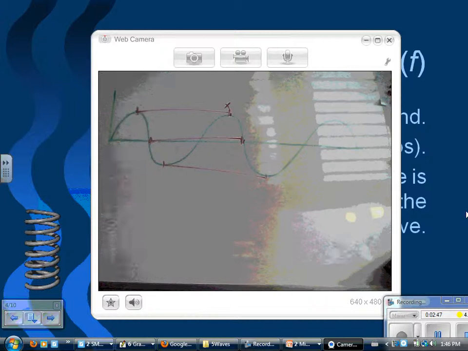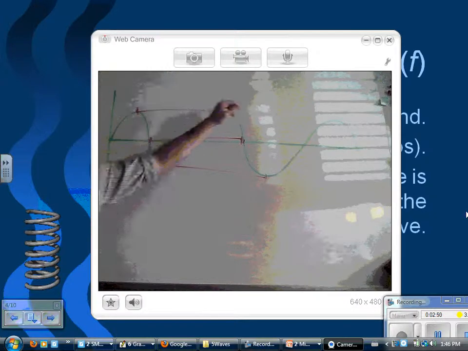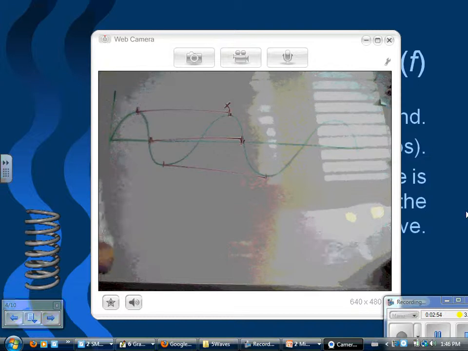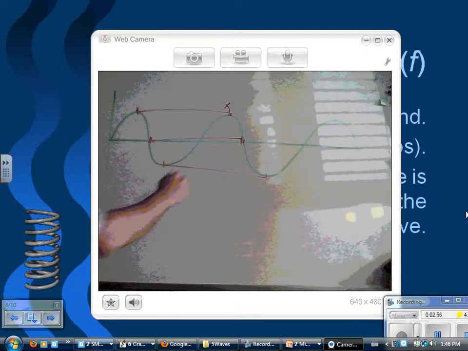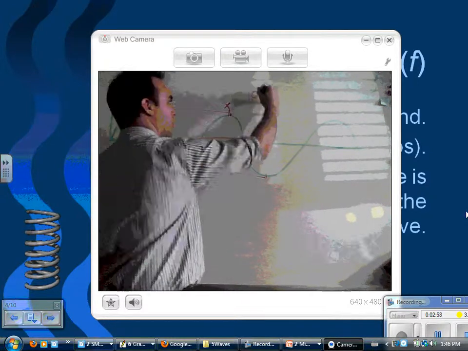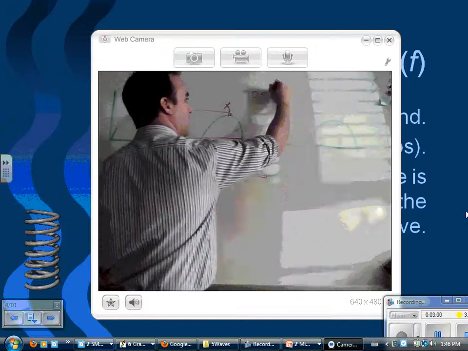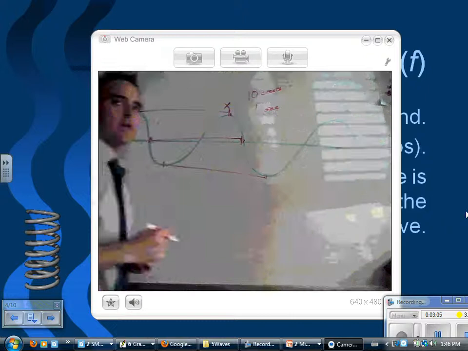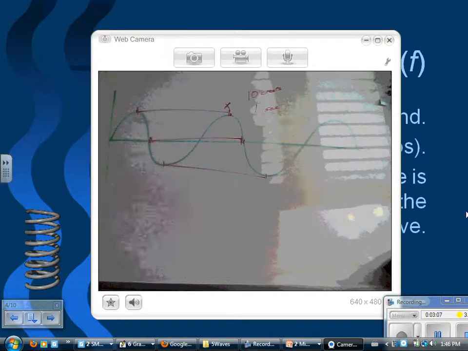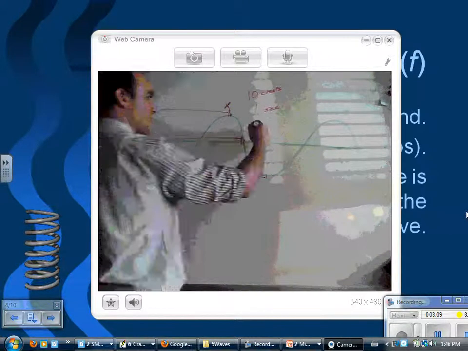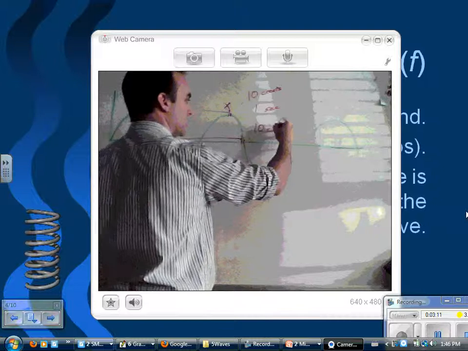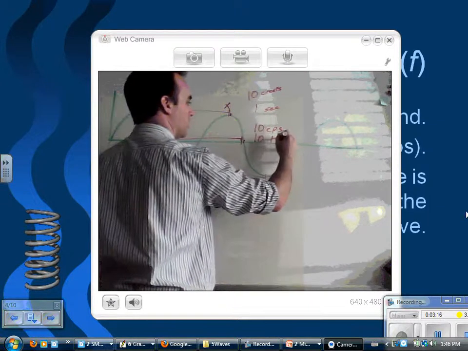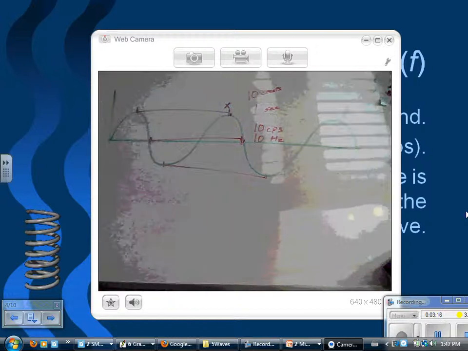Now, if we picked a spot, if we were just sitting right here and we counted how many wavelengths went by, let's say we had someone who could count really, really fast, and 10 crests went by in 1 second. Then the frequency of this wave would be 10 cycles per second, or 10 hertz is another way to write it.